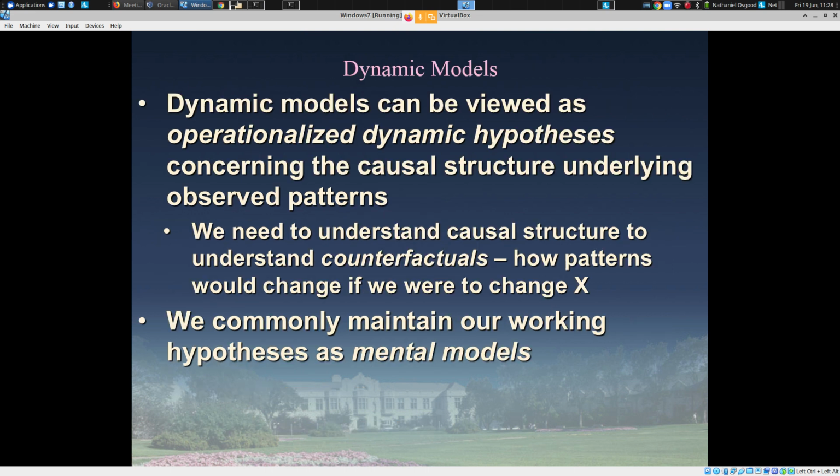And they do seek to understand the causal structure of the system, the causal relationships here, what leads to what within the system. I had articulated from this floor an hour ago that models like this can be viewed as operationalized dynamic hypotheses. I'd like to piece that apart.